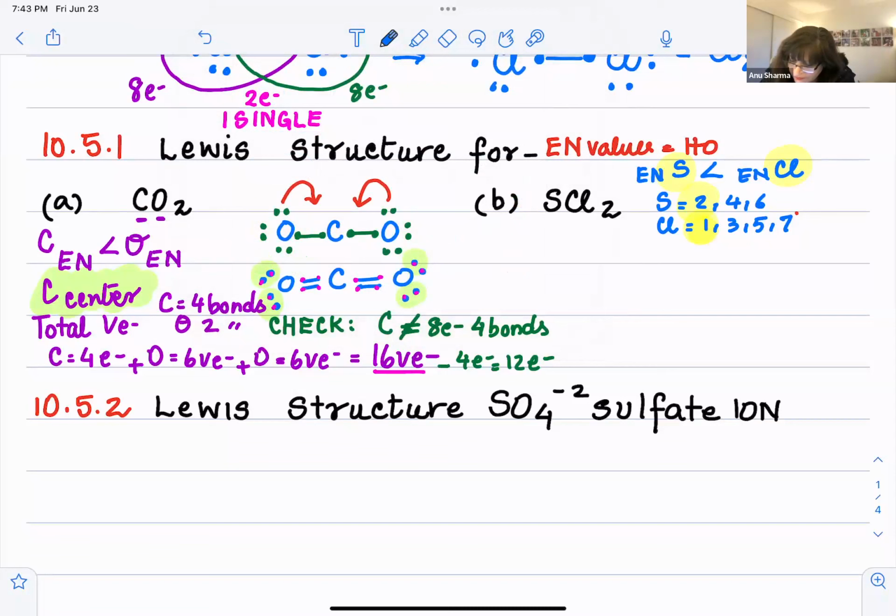We are going to put sulfur in the middle. Total valence electrons: sulfur has 6 valence electrons, and the 2 chlorines are bringing 14. Remember, 7 times 2 is 14. So this is a total of 20 electrons we are going to place. Sulfur can make more bonds, but it has lower electronegativity, so therefore sulfur goes in the middle. Here is sulfur, here's 1 chlorine, and here is another chlorine.